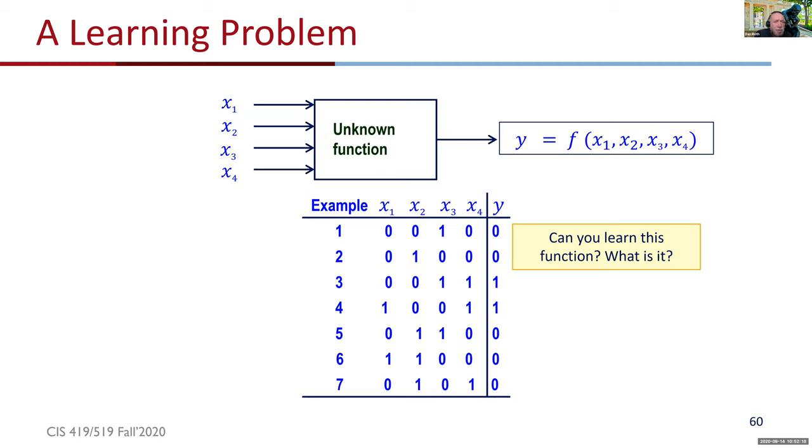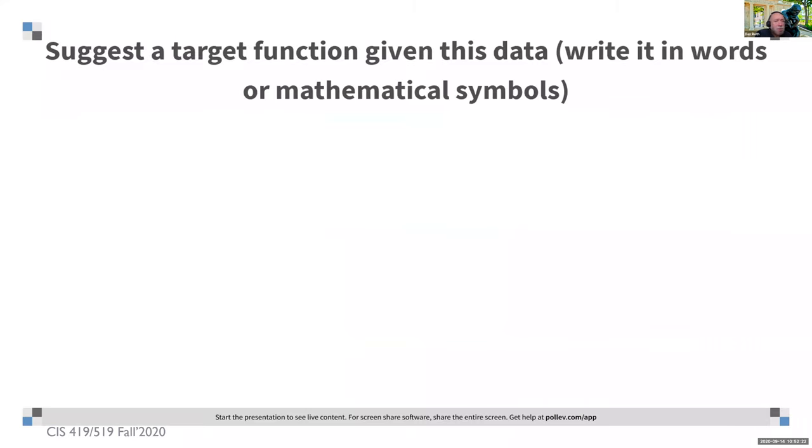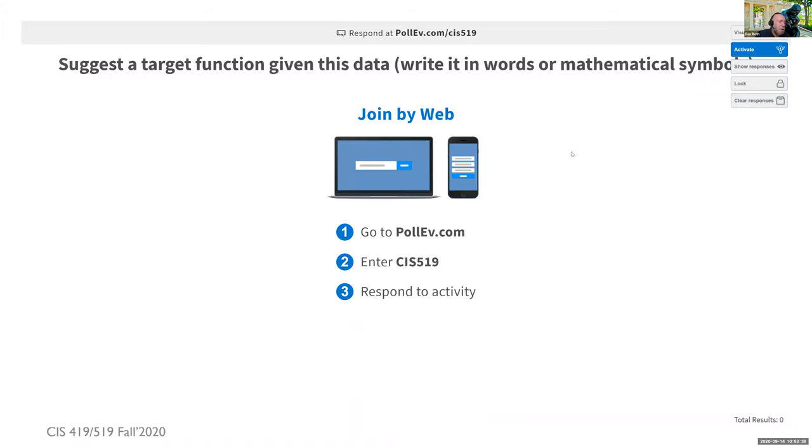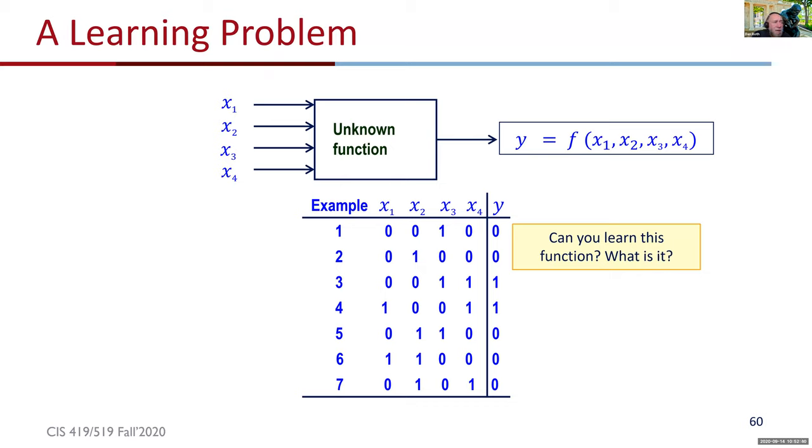So think a little bit about it, look at the data, and I'm going to ask you this question and go back to show you. Suggest a function given this data. So write it in words or write it in mathematical notation, whatever you want. Suggest a function that might be the function in this box that has generated these labels when I gave it these examples. So you are now the learner. You're running whatever machine learning algorithm you want in your mind. And your job is to tell me what is the hidden function. So think a little bit.